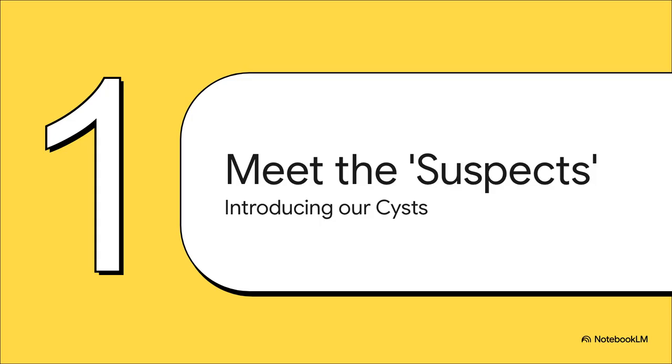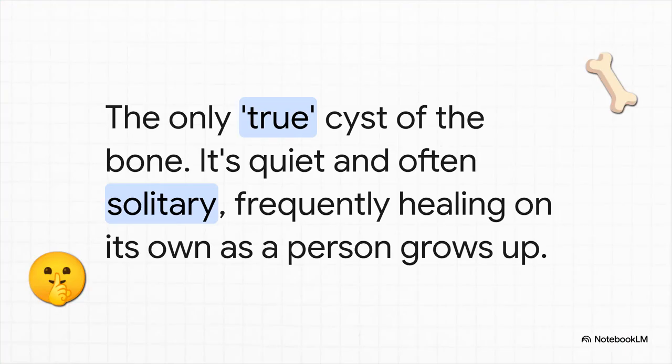Okay, so in our diagnostic mystery, we've got two main suspects that we're going to investigate. Let's meet them and check out their profiles. First up, we have suspect number one, the simple bone cyst, or SBC for short. You'll often hear this called the only true cyst of the bone, mainly because it's just a simple, single cavity filled with fluid. You can think of this one as the strong, silent type. It usually shows up alone, doesn't cause a fuss, and often heals all by itself as a person gets older.